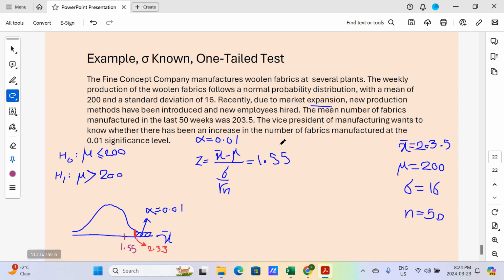So it means the Z value doesn't fall in the rejection region. When the Z value doesn't fall in the rejection region, we don't reject H0. And H0 says mu is less than 200. So there is a possibility that the population mean is less than 200. So we conclude that there is no increase in the number of fabrics manufactured.